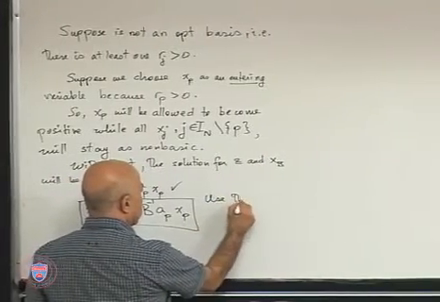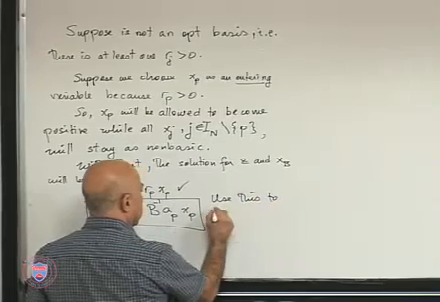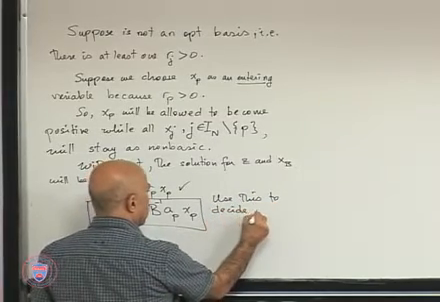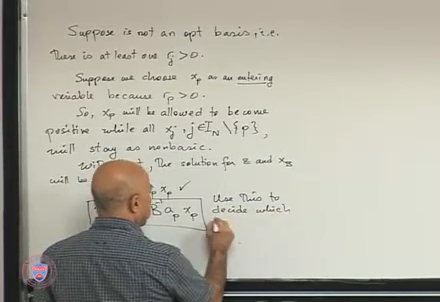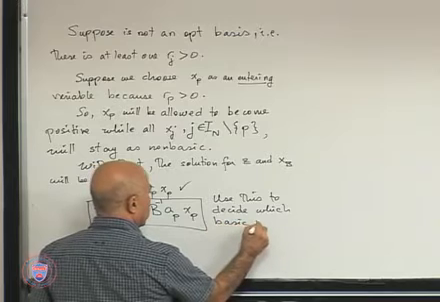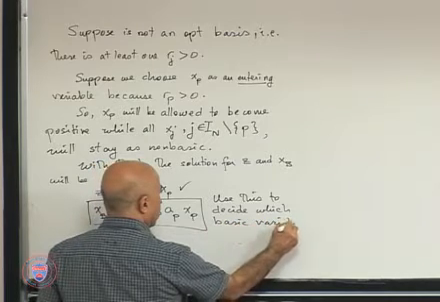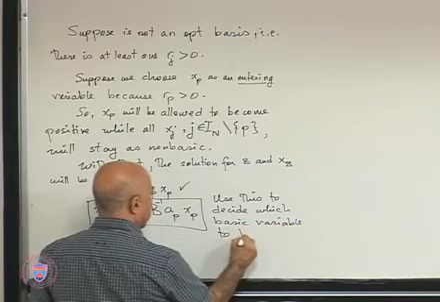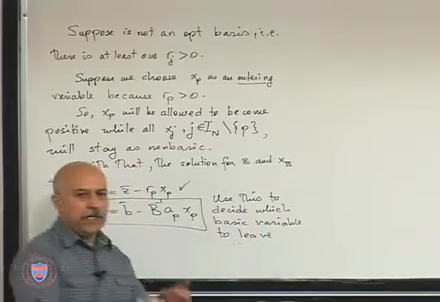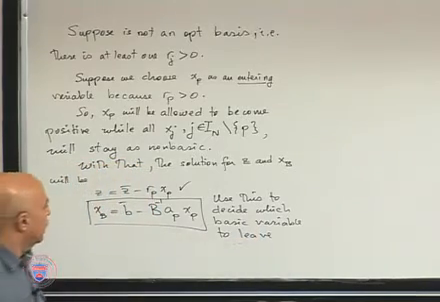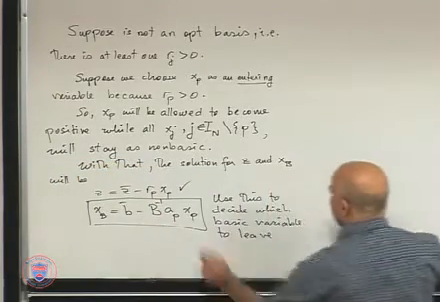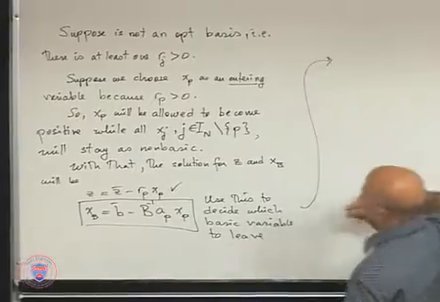So we use this to decide which basic variable to leave the basic set of indices. All right, how do we do that? We do it in the following way.